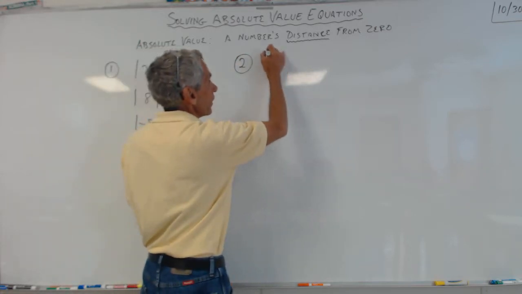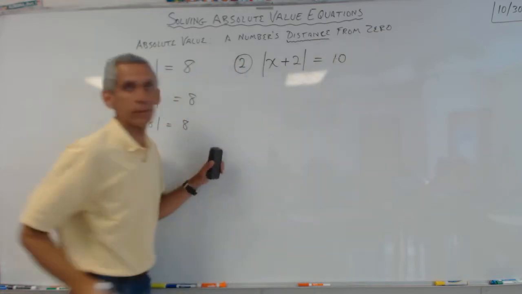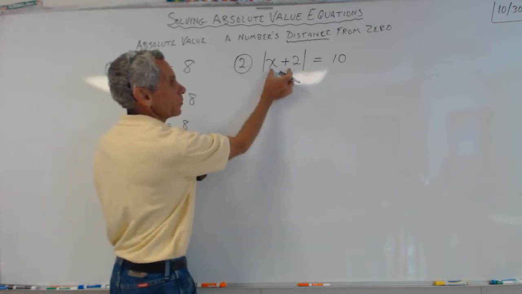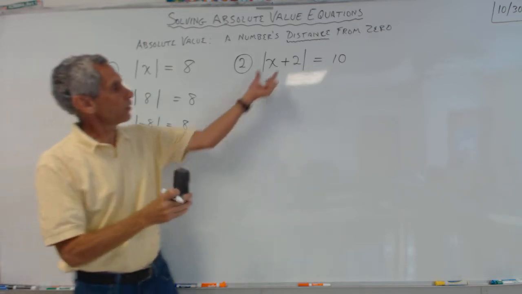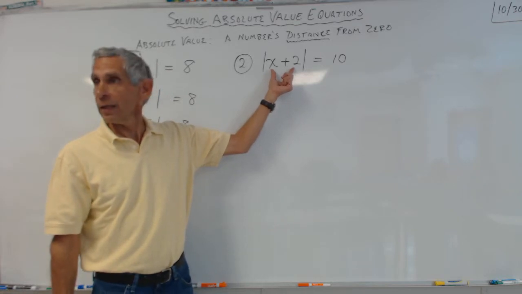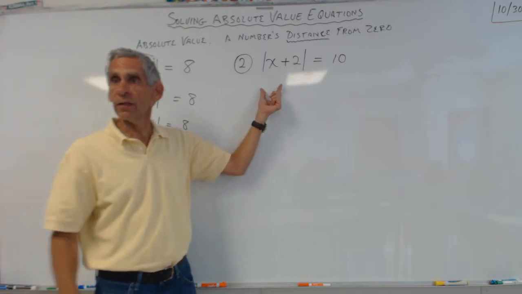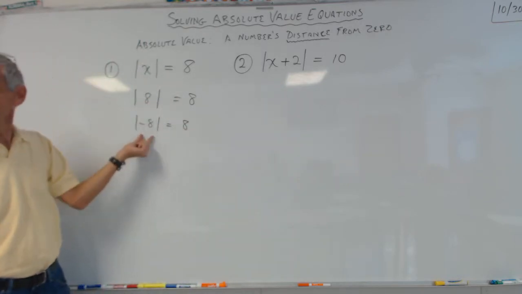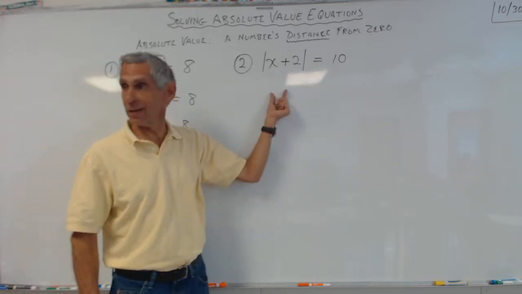Let's say we have the absolute value of x plus 2 is equal to 10. Now, what are all the possibilities that x plus 2 could equal? Don't solve it yet. I'm just saying, as here, x could be either 8 or negative 8, x plus 2 could be either 10 or negative 10.